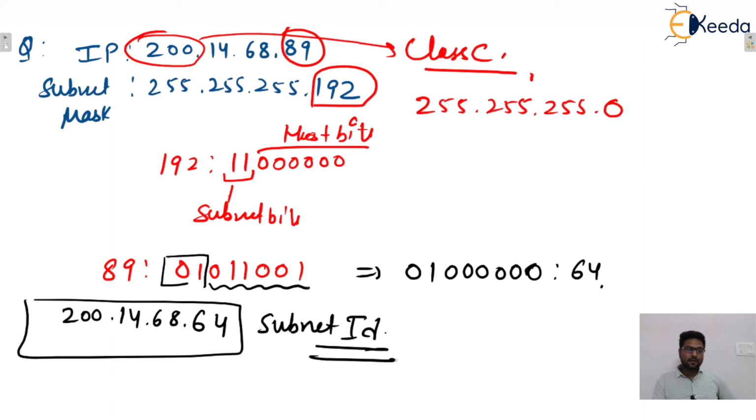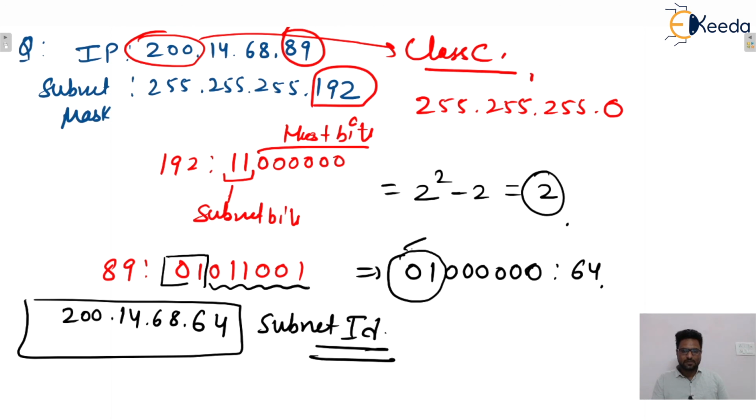And what is the subnet number? So you can see total subnets are how many? 2 raised to power 2 minus 2, that is 2. Yes or no? Yes, two subnets are there. And here we can see, yes, you only tell me in the 64, yes, this is 0, 1. 0, 1 means 1. Yes, decimal value is 1. That means this subnet is the first subnet. Two subnets are there in which this IP belongs to the first subnet.